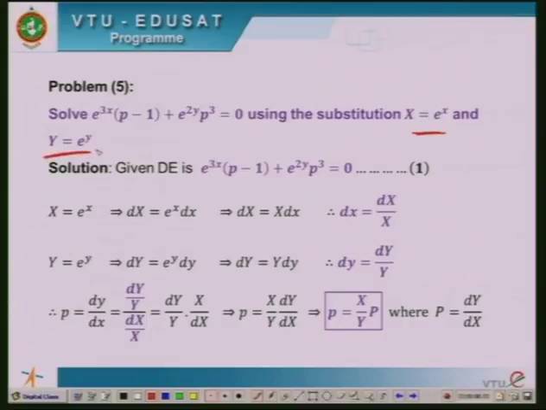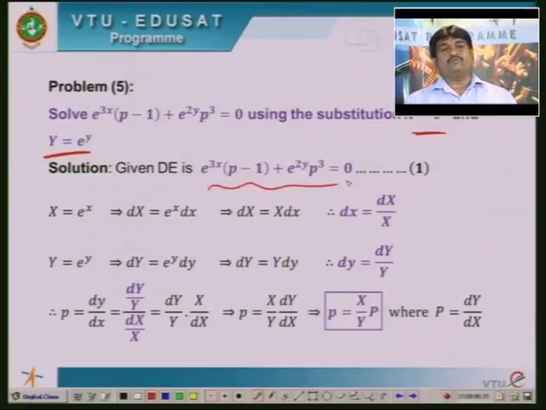If the substitution is not given, we have to try this with the trial and error method with different substitutions. We should try whether it gets converted to Clairaut's form or not. Little bit complicated, so usually substitutions will be given. Now the given differential equation is e to the power of 3x into p minus 1 plus e to the power of 2y into p cube equals 0.